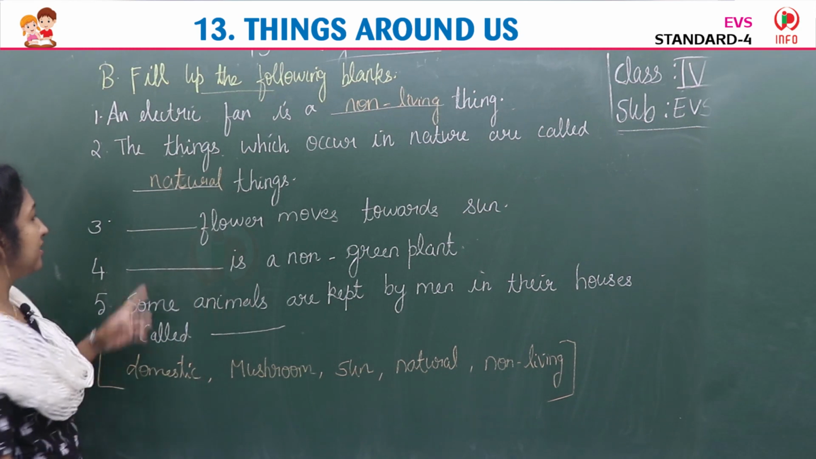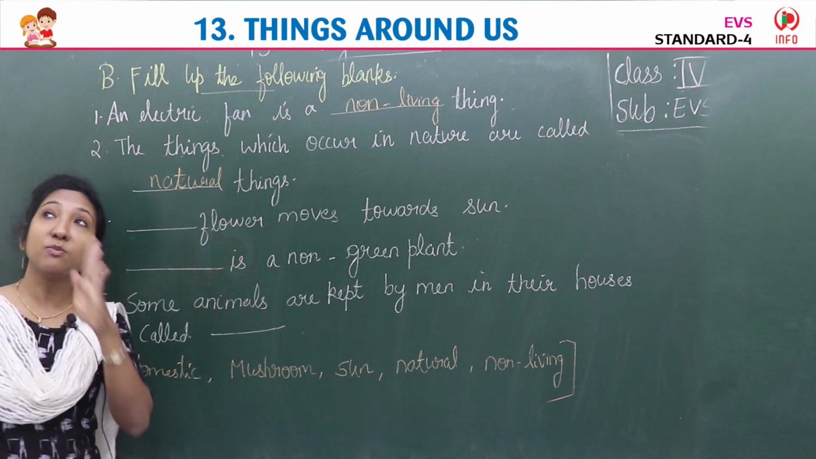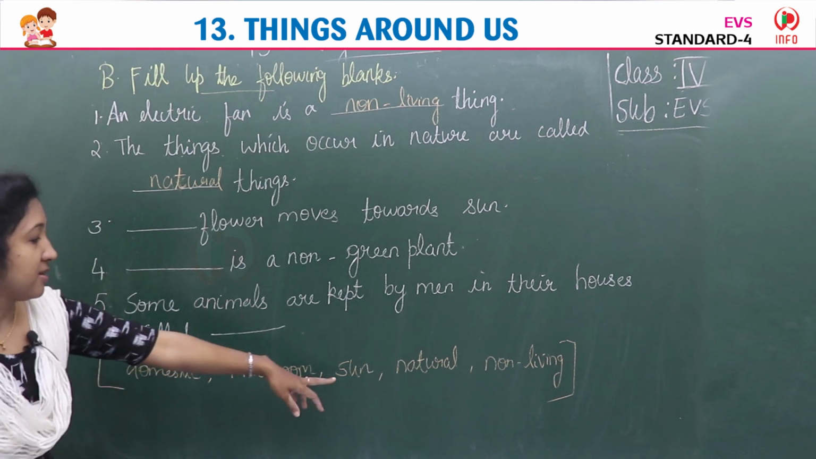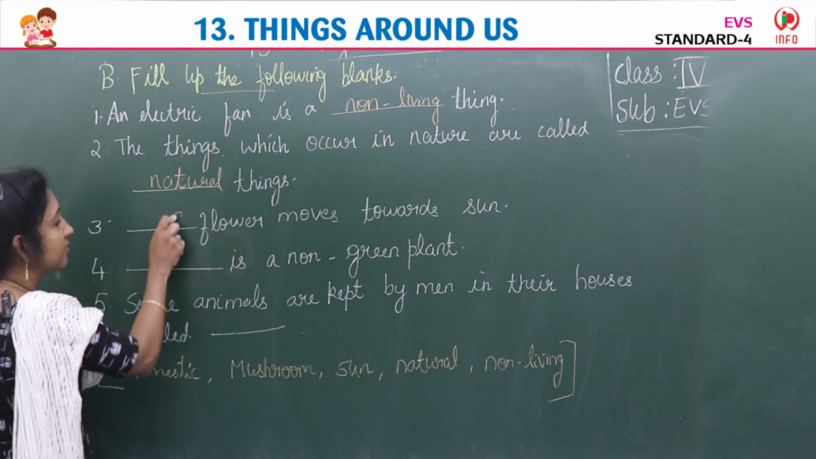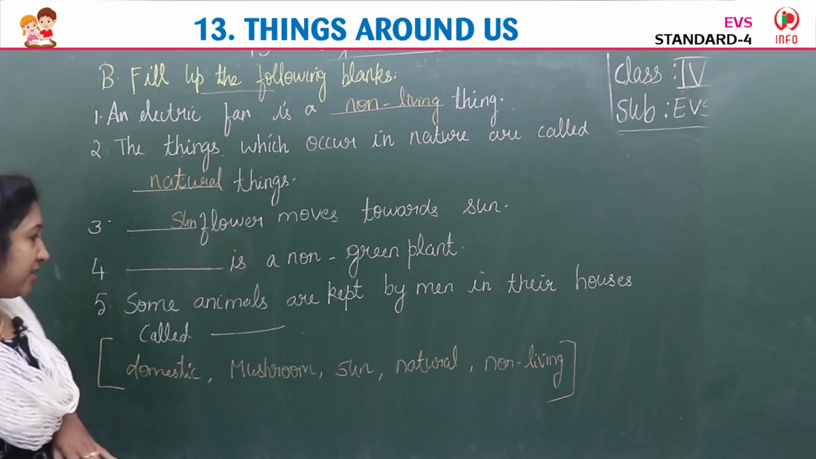Third one. What is the third question? Dash flower moves towards the sun. Which flower moves towards the sun? Yes, sunflower. So write sunflower moves towards the sun.